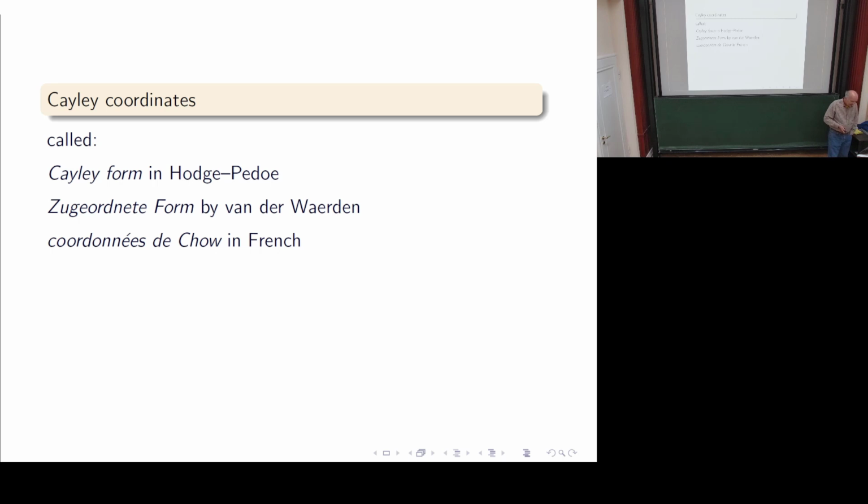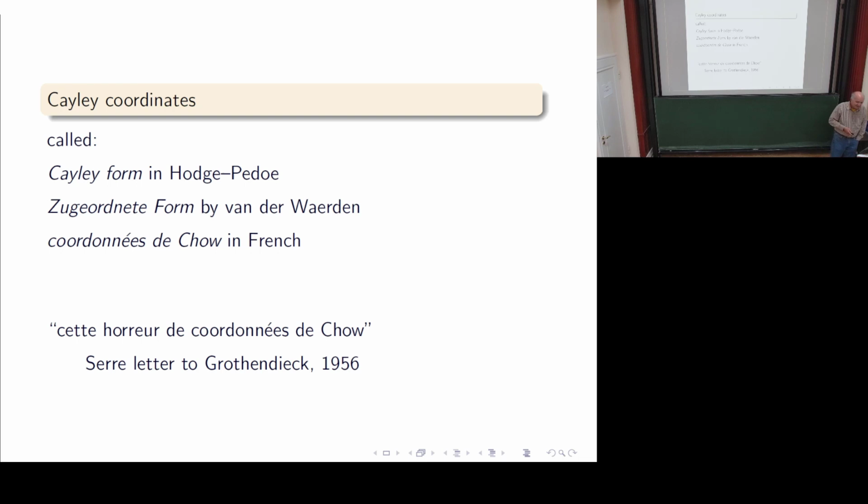And then probably the general French feeling is summarized by this from a letter of Grothendieck. So we clearly did not like it too much. Okay.